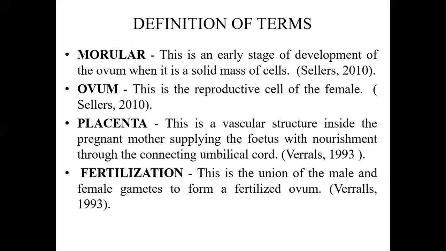Placenta, this is just a vascular structure inside this pregnant mother, usually found on the decidua, which is a good connection between the developing individual, the fetus, and the mother. Fertilization is basically the union of the male and the female gametes to form a fertilized ovum.